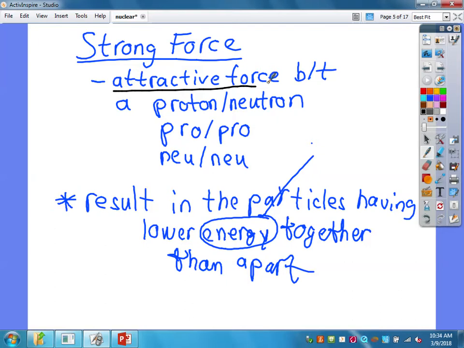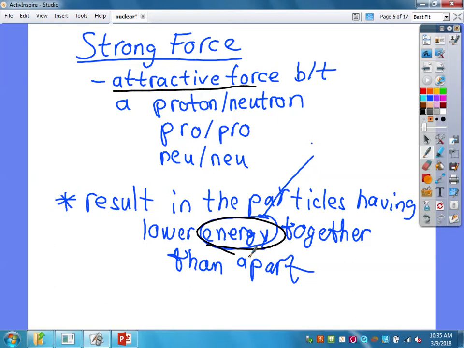What this also tells you is that when I pull these apart, when I'm able to break the nucleus, I must have energy released from that nucleus.